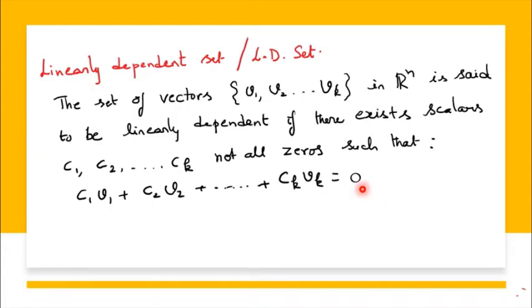In the previous linearly independent set definition, if the vector equation has only the zero solution, then it is LI. But now we are saying if there exist scalars, not all zeros, that means some of c1, c2 and so on ck are non-zero and are solutions for this equation, then you call this set linearly dependent. In the next part we'll explain this in more detail.